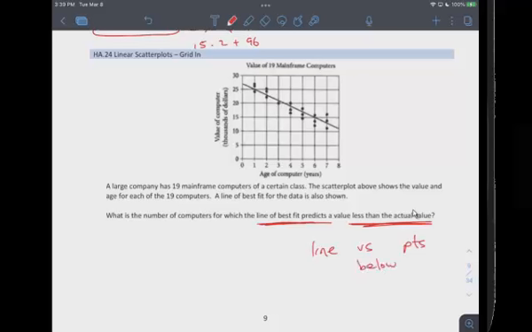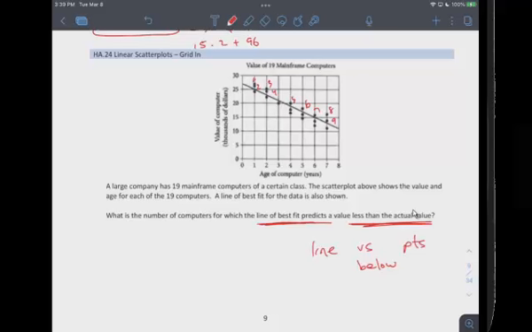And so when we're counting these points, what's the number of computers, or how many points? We want to find the points that fall above the line. Okay, so for the points for which the line is below the points, if I start counting, I have 1, 2, 3, 4, 5, 6, 7, 8, 9. So there's a total of 9 points that fall above the line, or again, it's 9 points for which the line is below those points.